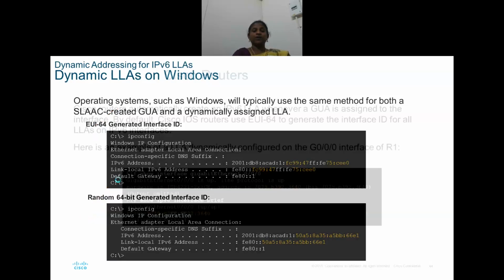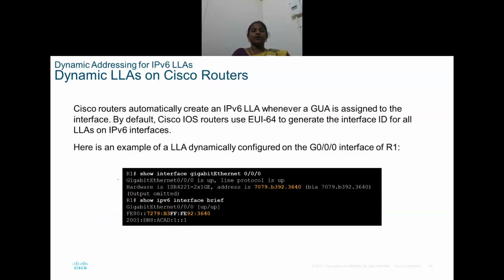And next, this is an address on Cisco routers. There are a few commands you can note down. The show interface gigabit 0/0/0 command will give you the hardware address. Using the hardware address, it generates the IP version 6 link local address. How do you identify that it is a link local address? Because it is prefixed with FE80. Even the command show ipv6 interface brief can also be used.